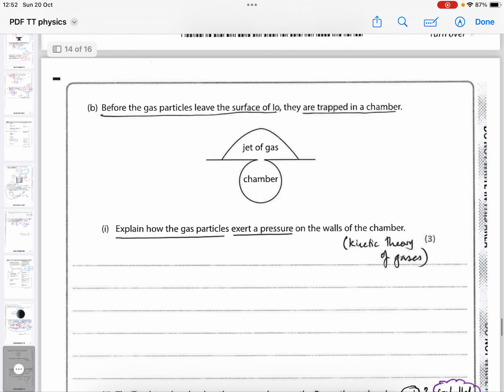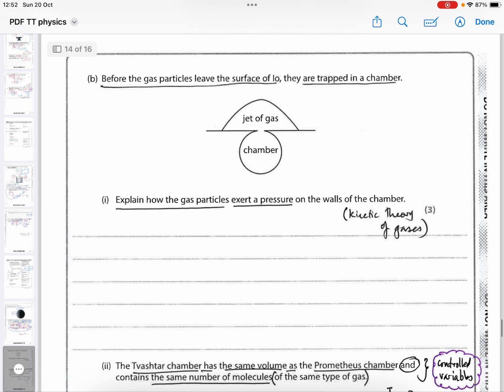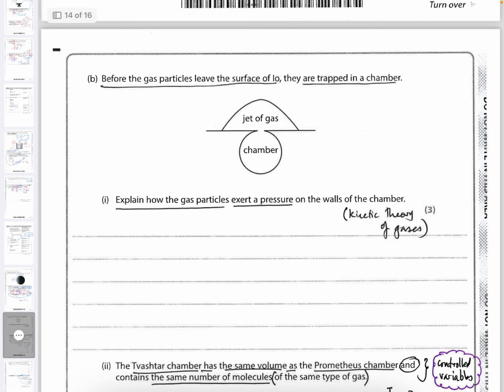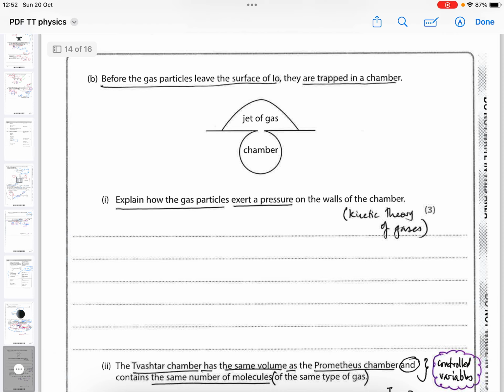Once you've done that question, it says before the gas particles leave the surface of Io, they're trapped inside a chamber. So this is before they erupt. They're trapped inside a chamber.